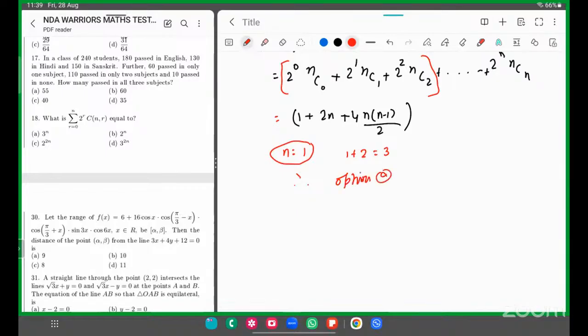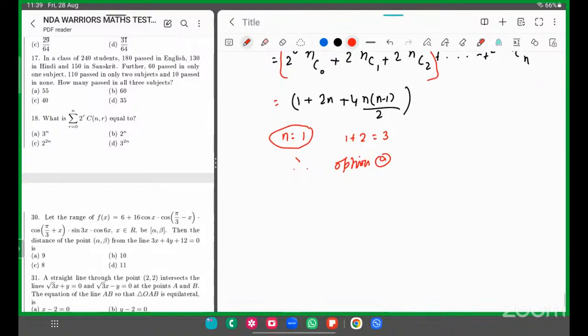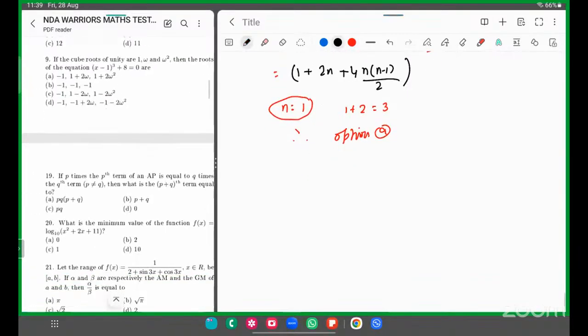Okay, you can see in option A, if you put the value of n equal to 1, you are going to get 3 in option A. Other values are not going to give you 3. So there is only one option correct, which is option A. Right. Moving to question number 19 now.